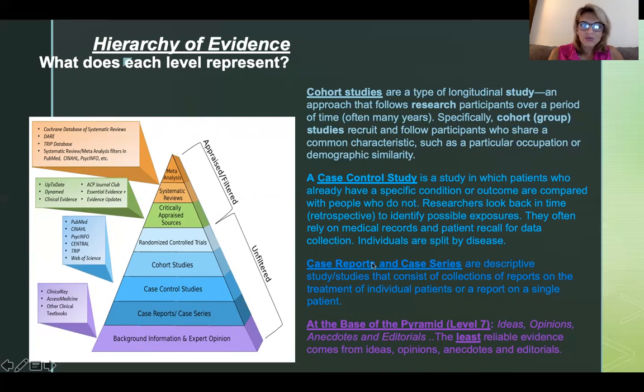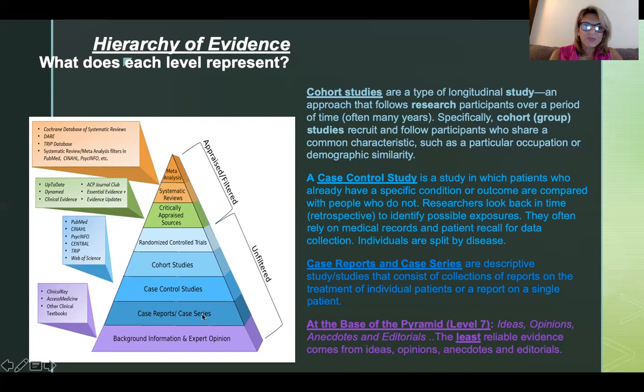Next, we have our case control studies, okay? Again, we're in the lower levels now. We're looking at less quality evidence here. A case control study is a study in which patients who already have a specific condition or outcome are compared to people who do not. So similar to cohort, we're looking at two groups of people. This group has a specific condition versus a group that does not have it, okay? Researchers look back in time retrospectively to identify possible exposures. They often rely on medical records and patient recall for data collection. And then the individuals are separated by their disease. Okay, so it's a case control study.